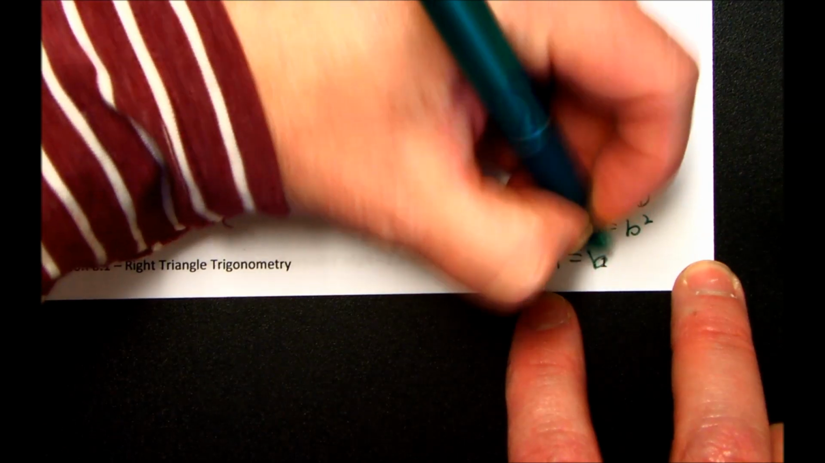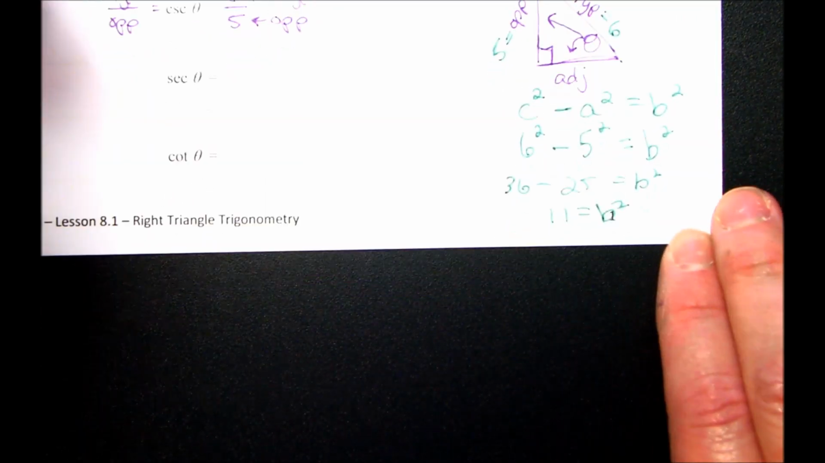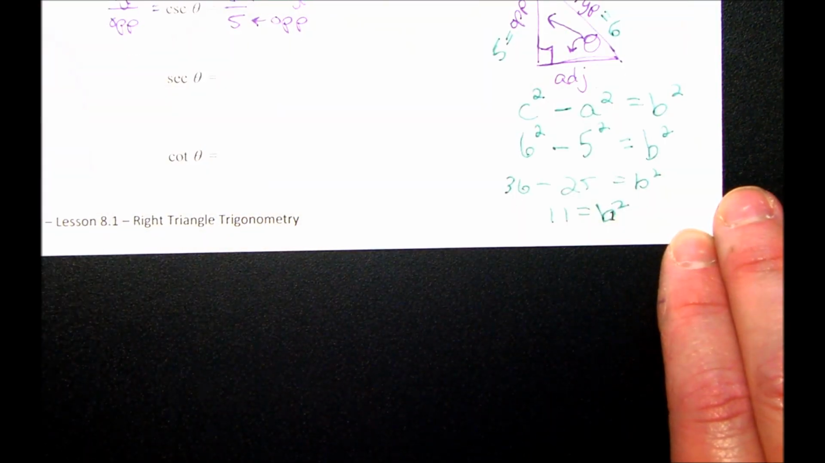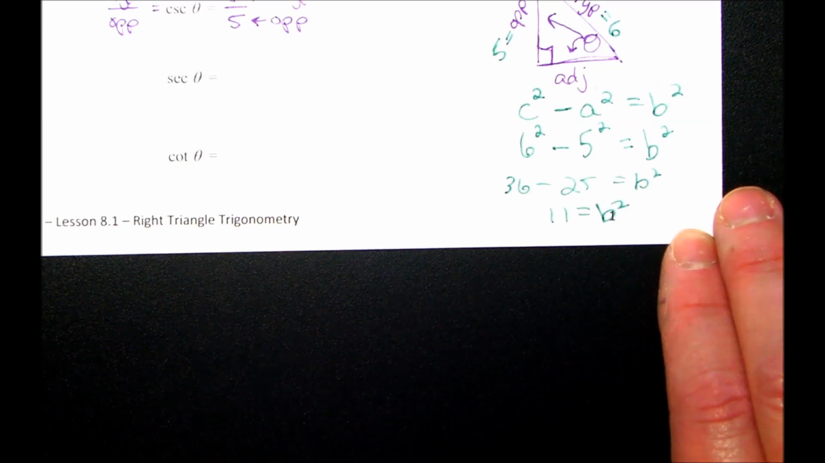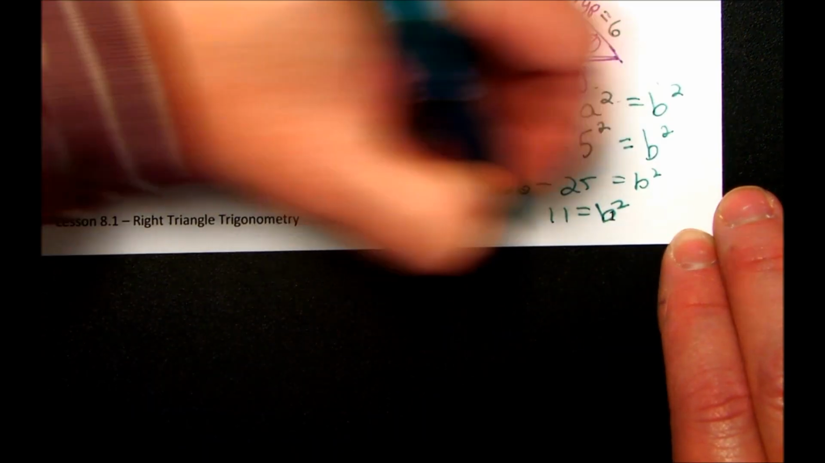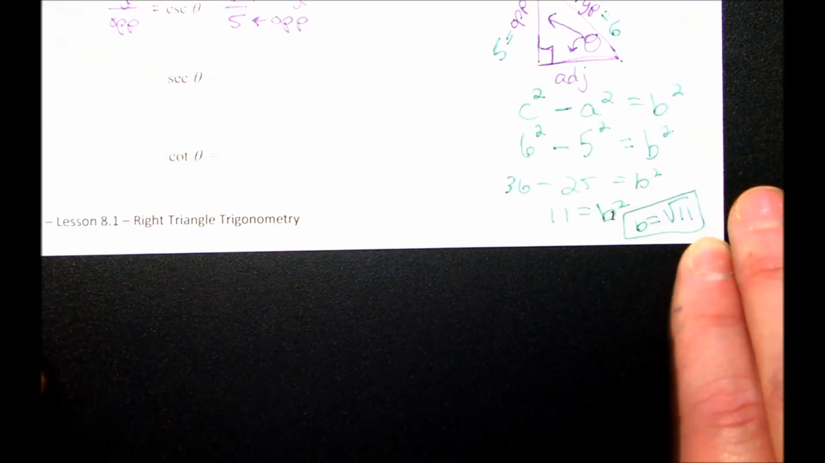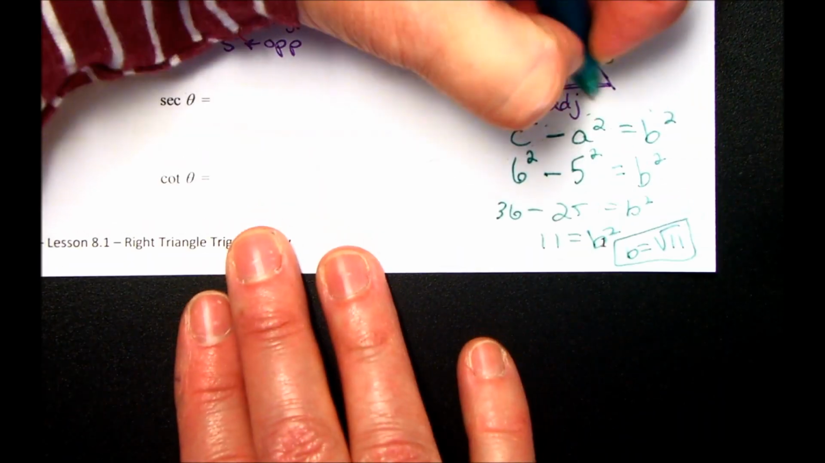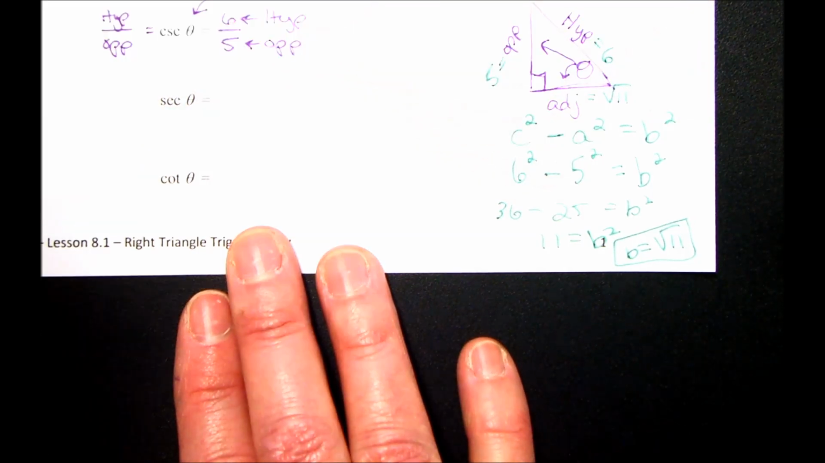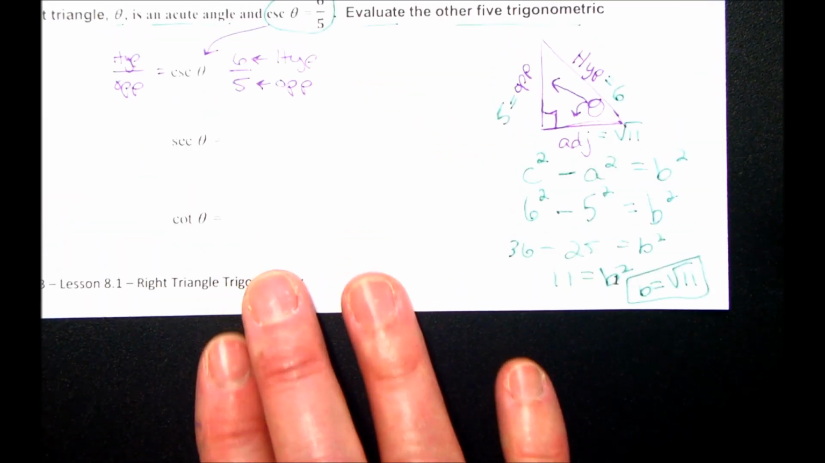So if 11 is equal to b squared, when I take the square root of that, you're going to leave it in radical form. You want your answers to be exact. So I'm going to say that b is equal to the square root of 11. So my adjacent side is equal to the square root of 11. And you want those answers to be exact.